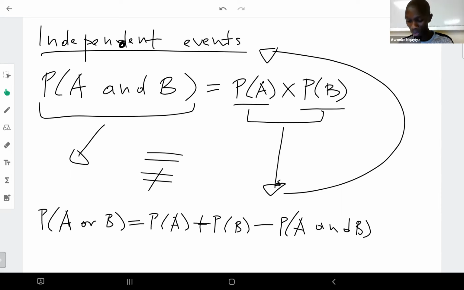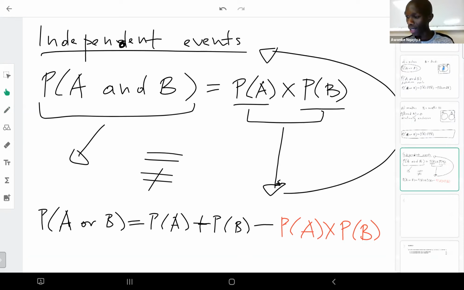So if we are told that these two events are independent, then we can replace the last term there with the probability of A multiplied by the probability of B. Because we know that these two events are independent, the probability of A and B is equal to the product of those two probabilities. That's why we replace that last term.